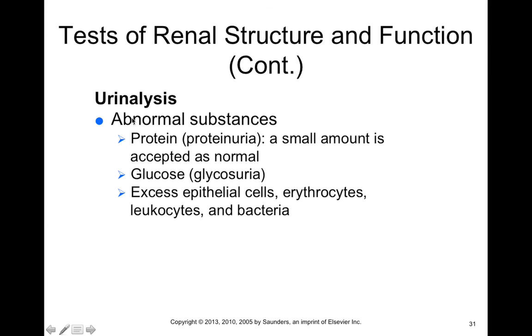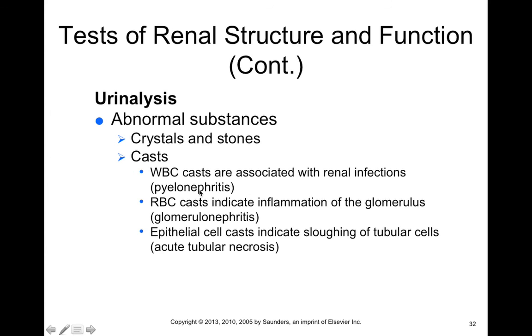Now, in urinalysis, what we find is that there are some abnormal substances that you shouldn't normally find in urine. You shouldn't find a whole lot of protein in urine. A small amount is normal, but if there's an excessive amount of protein in urine, we call this proteinuria. You shouldn't find a lot of glucose in urine, because normally you should reabsorb a lot of sugar in your nephrons instead of losing that in urine, because this is an important nutrient. If you're finding it in urine, we call this glycosuria, which is like a sweet urine. In excess, epithelial cells, red blood cells, leukocytes, or bacteria can indicate infection or disease.